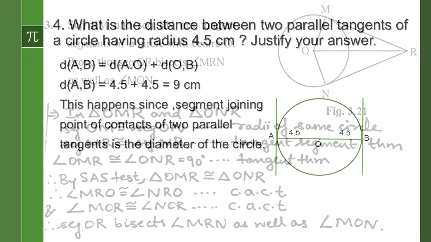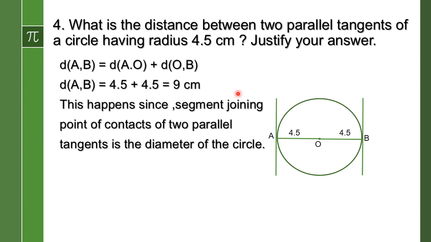So let's see the next. Okay, so this is the fourth question in the practice set, and this is the last. What is the distance between two parallel tangents of a circle having radius 4.5 centimeters? Justify your answer. If you see the diagram, this is a circle with center O, and these two line segments are two parallel tangents. A is the point of contact of tangent 1 and B is the point of contact of tangent 2.